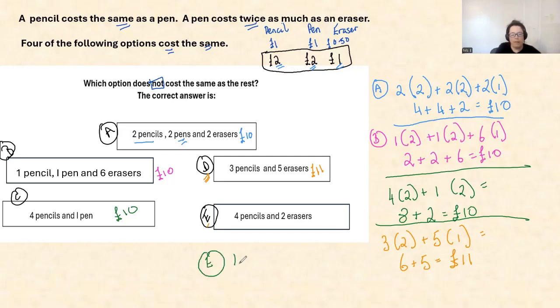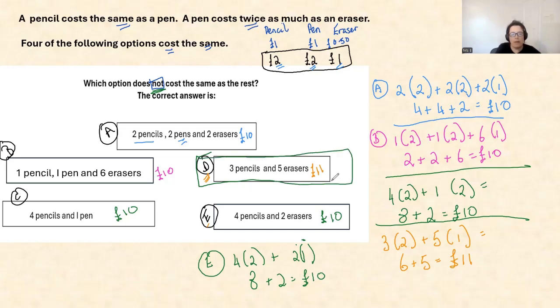So E, 4 pencils, that's 4 multiplied by 2, plus 2 erasers, 2 multiplied by 1. When I calculate it, I get 8 plus 2, which is 10. So that's £10. Looking at the question, which option does not cost the same as the rest? The option is D, because we see here that D costs £11 and the rest cost £10 when we put in these values.